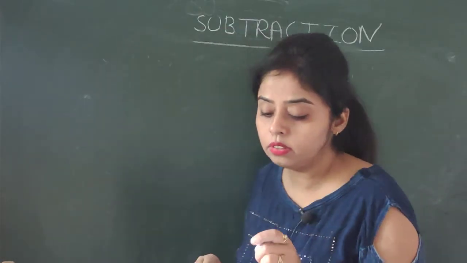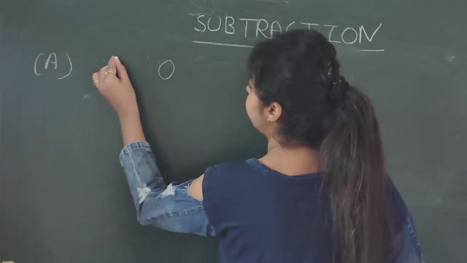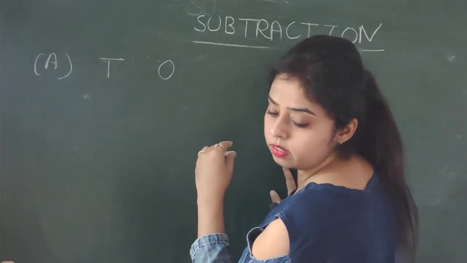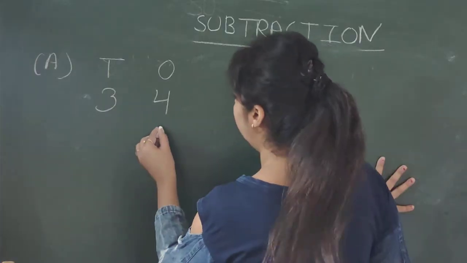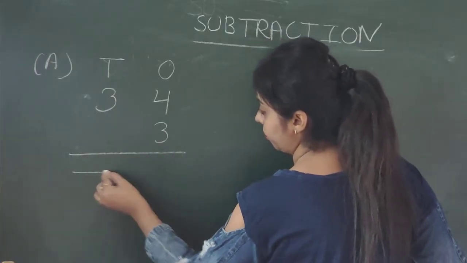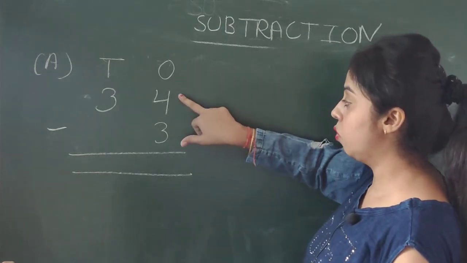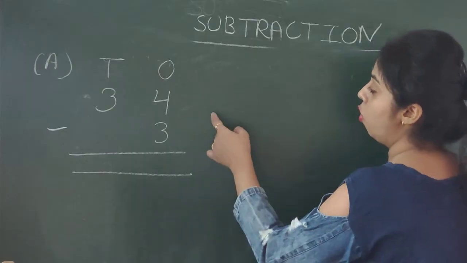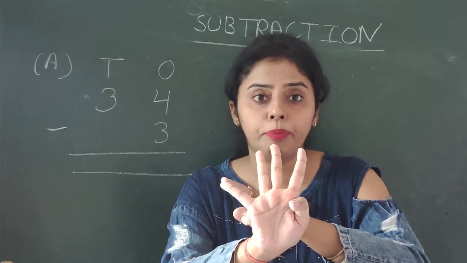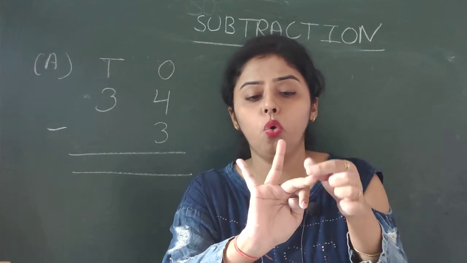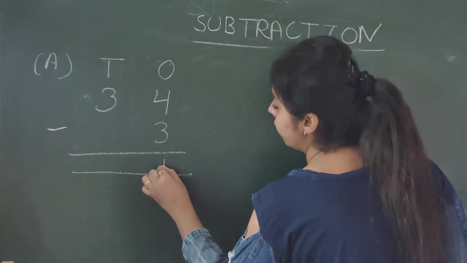A is ones place and tens place. 34 subtract the 3. Okay, so right now the ones place is 4 and subtract 3. So count the number on your fingers, 1, 2, 3 and 4. Subtract 3, 1, 2 and 3. So 1. How will we write? 1.